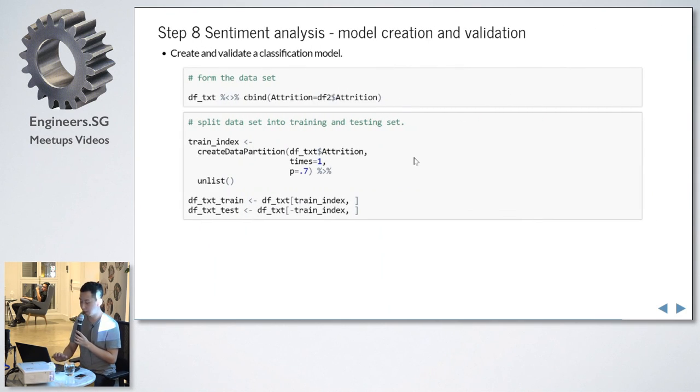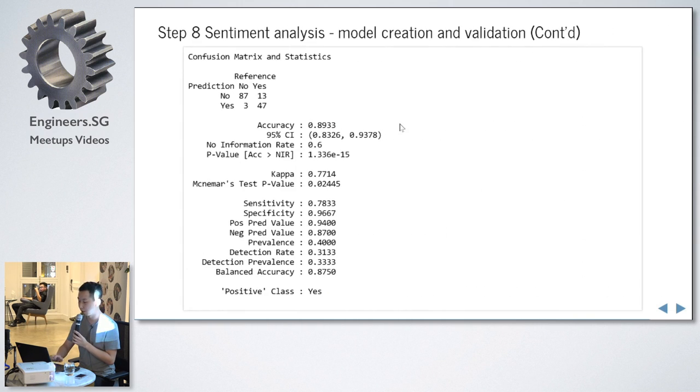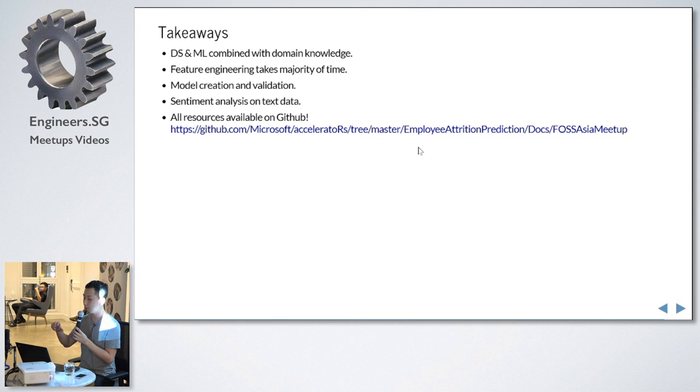After that, it will be very similar to what we have been doing with other kinds of data: put the labels of the data into the term frequency data set, then partition the data into training set and testing set, and create a model. Here I just use SVM, and then do some prediction and validation, and here are the results. This part is pretty much the same, but the different part is that when we are dealing with unstructured data like text, we have to do some initial feature engineering which is specific to this kind of data.